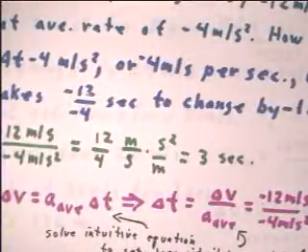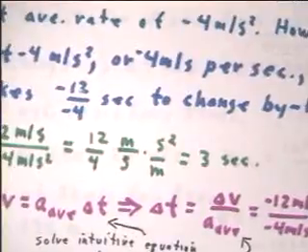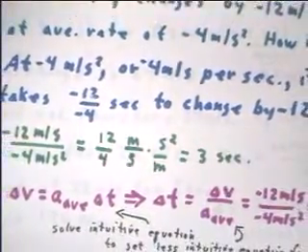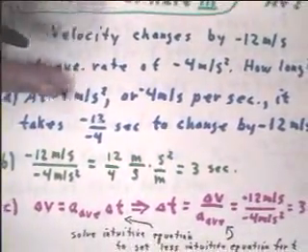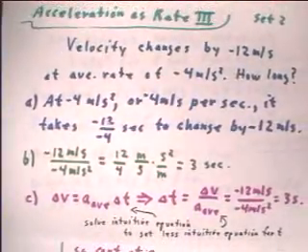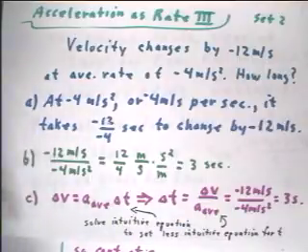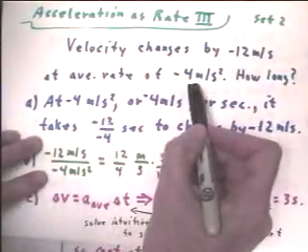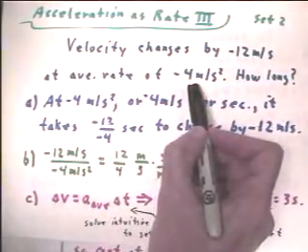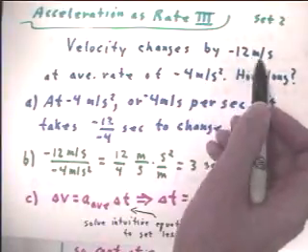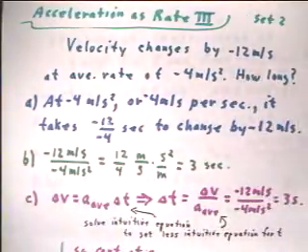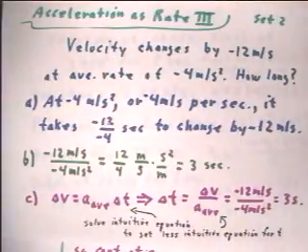Okay, another situation. Going the wrong way here, come back. Let's consider what happens if we have a velocity change of negative 12 meters per second at an average rate of negative 4 meters per second squared. Now, what do we mean by negative velocity change? Well, that simply means a velocity change in the direction opposite to our positive direction.